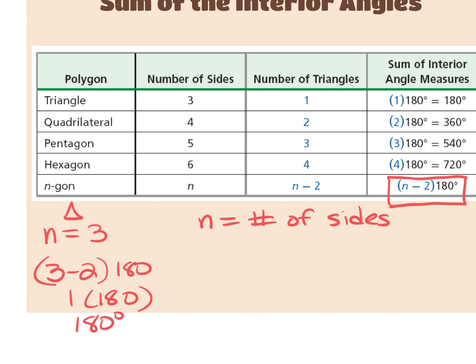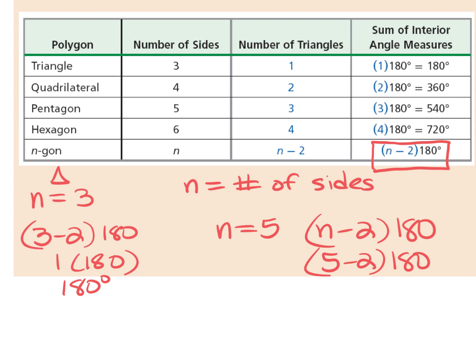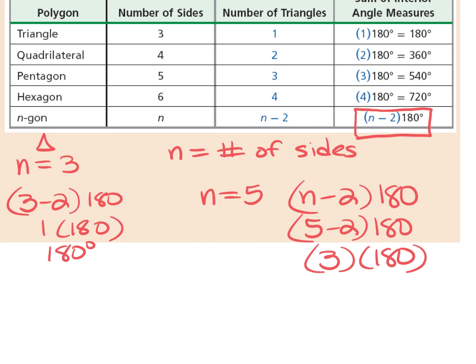So let's take an example of the pentagon. A pentagon, you should memorize that it has 5 sides. So if I plug it into the formula, n minus 2 times 180, 5 minus 2 times 180, you're going to multiply 3 times 180, and the sum of all 5 angles will be 540 degrees.